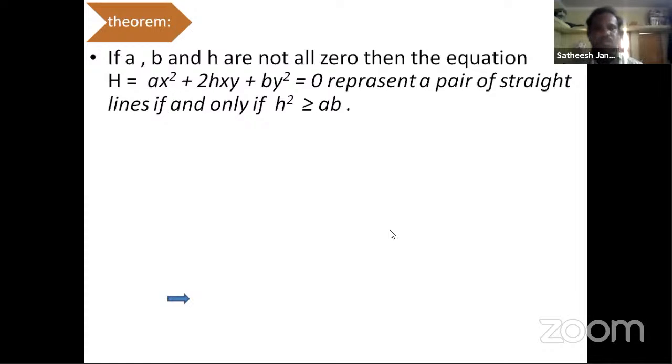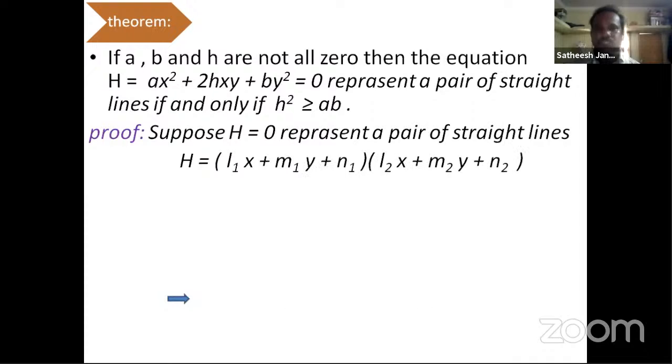First, understand the meaning of the theorem. H is equal to 0 represents a pair of straight lines if and only if h square is greater than or equal to ab. If h square is greater than or equal to ab, then h is equal to 0 represents a pair of straight lines. Now see the proof.